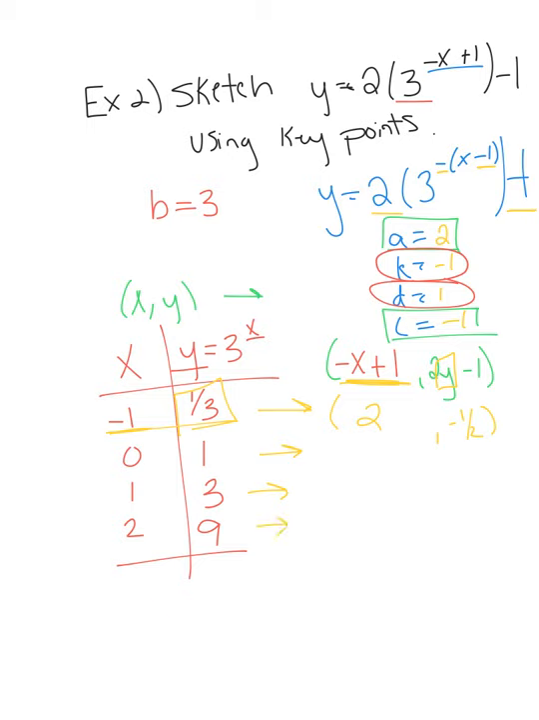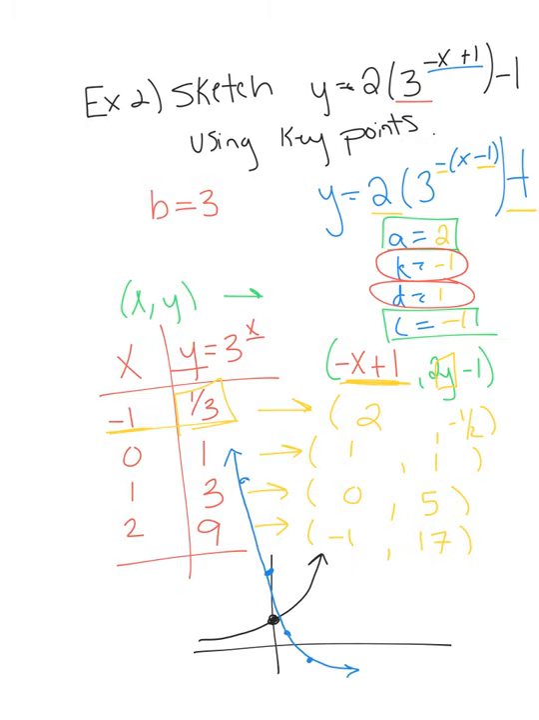I'm going to go ahead and finish all of these points so that you can do it yourself and double check your answers. But negative 0 plus 1, and then a 2 times 1 minus 1. A negative 1 plus 1, and then a 2 times 3 minus 1. And a negative 2 plus 1, and then a 2 times 9 minus 1. Now, super quick, because I'm going to run out of time, you can see in black I have my original y equals 3 to the x, and in blue I've plotted the final points.